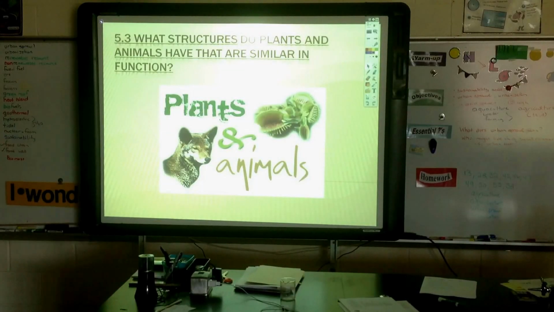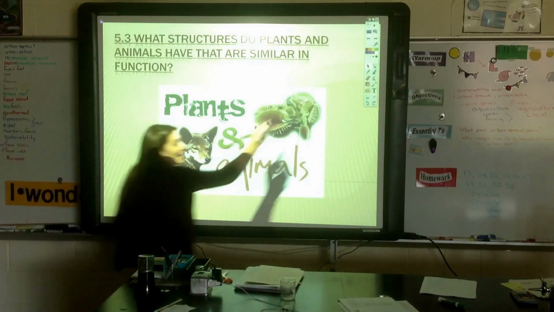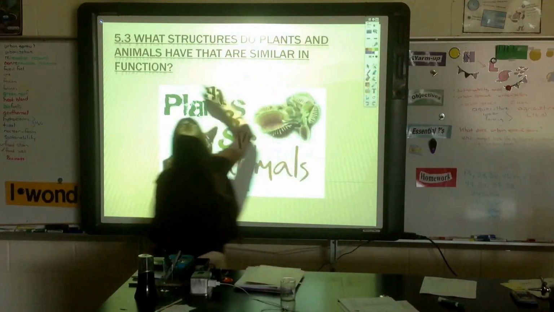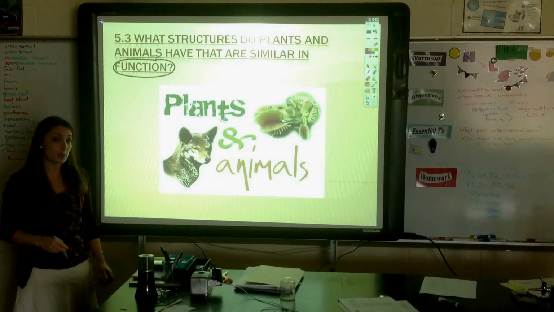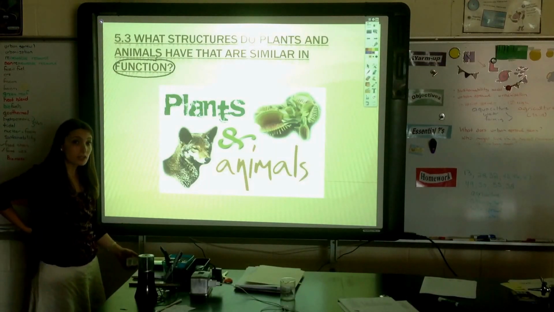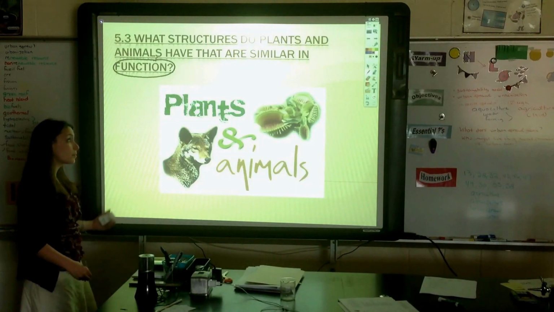We're on section 5.3. What structures do plants and animals have that are similar in function? And so we want to circle the word function, because that means that they're doing the same type of job. They're not going to be built exactly the same way, but they're going to do the same type of purpose.